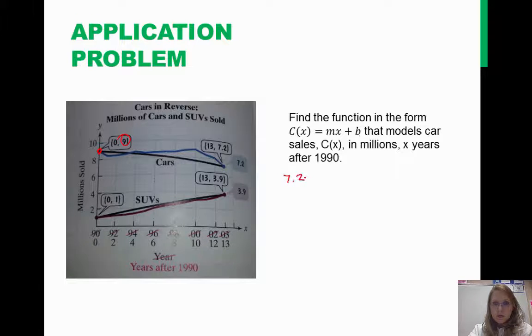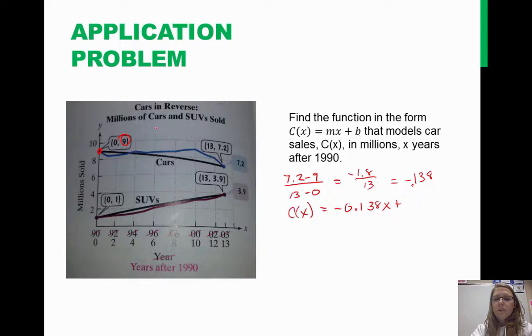So it's going to be 7.2 minus 9 over 13 minus 0. If we put that into our calculator, 7.2 minus 9 is negative 1.8 over 13. And if I divide this out, it will be a negative 0.138 if we round it up a little bit. So if I write this in C of x form, it's going to be C of x equals negative 0.138x plus our b, which we already found is the y-intercept, the y value of that coordinate, plus 9. So that is our equation for that one.